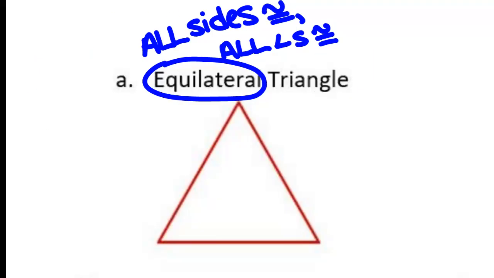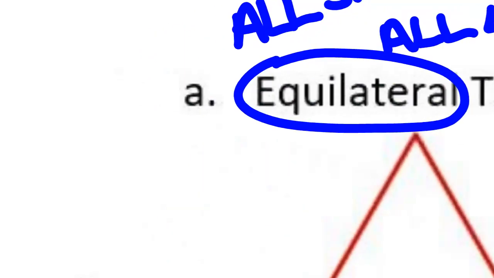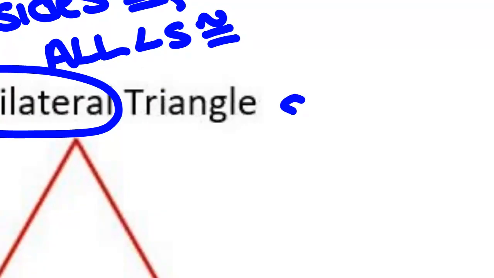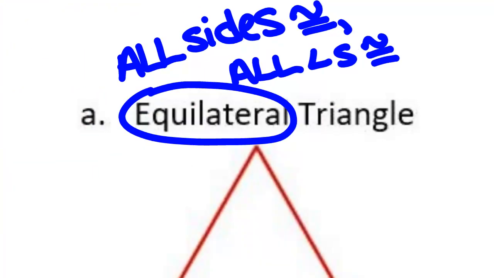What did we just call shapes where all the sides and angles are congruent to each other? There was a word up above. Regular. This is a regular triangle.